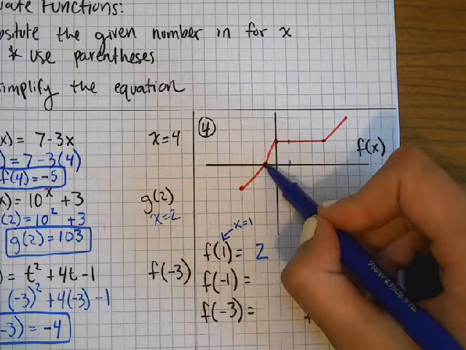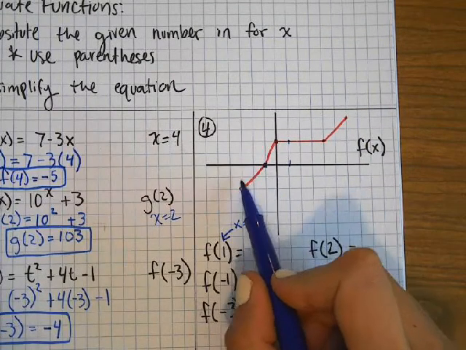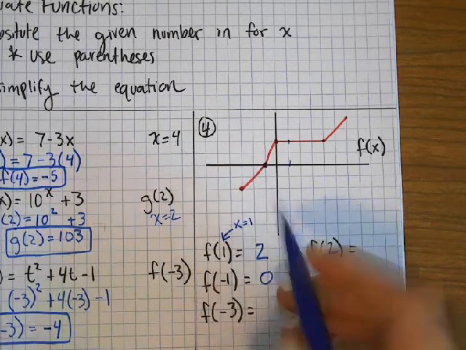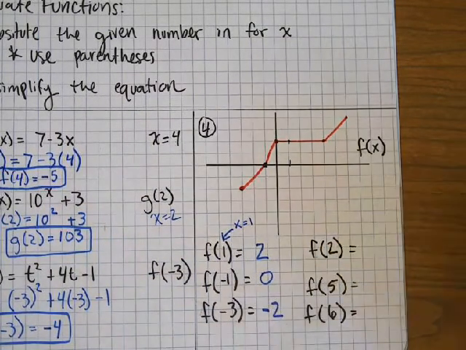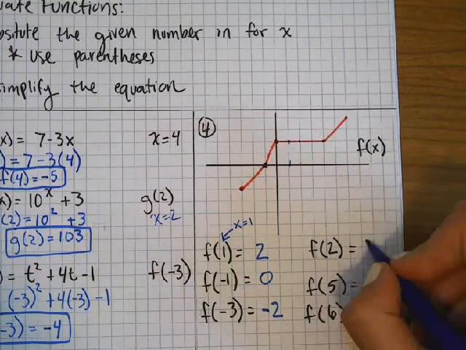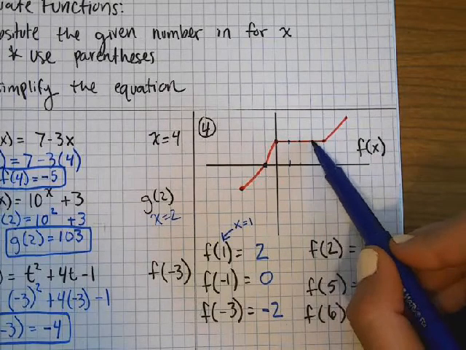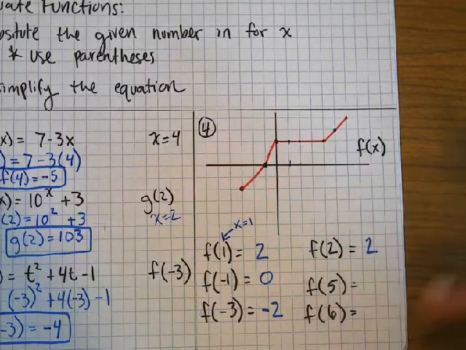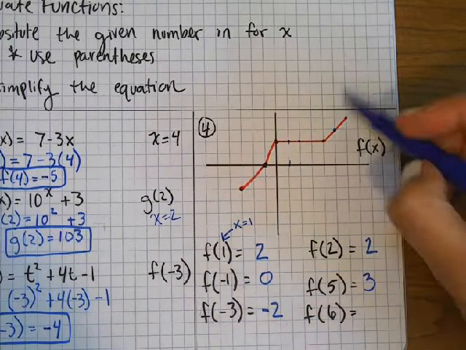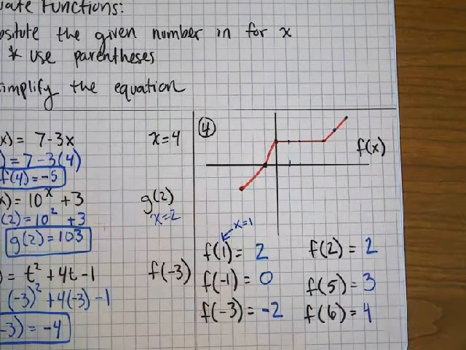At negative 1, here's my x value, my y value is right here at 0. At negative 3, my y value is down 2. Hopefully you're getting the hang of this. At 2, I'm going to go over 2, my y value is 2. At 5, 3, 4, 5, my y value is all the way up here at 3. And at 6, my y value up here is at 4.